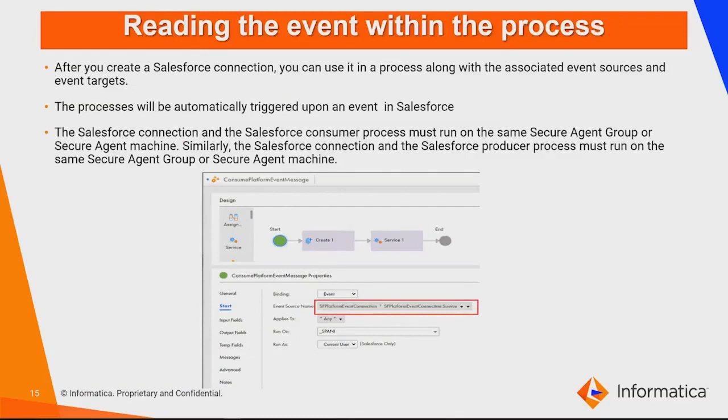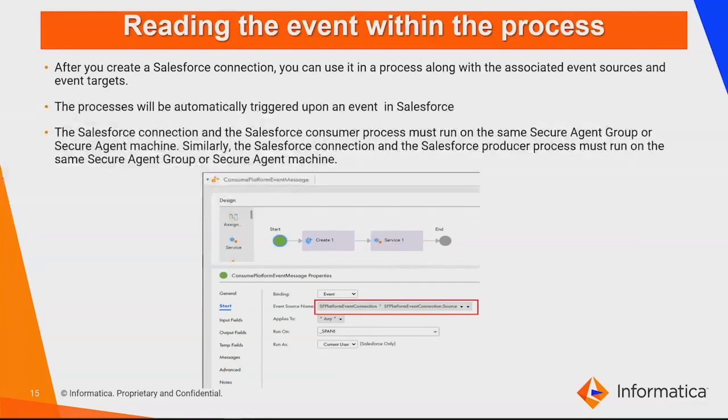Now that you have seen how to create a Salesforce platform event connection in cloud application integration, let us look at how one can read an event from Salesforce within Informatica process. After you create a Salesforce connection, you can use it in the process along with the associated event sources and event targets. Process will be automatically triggered upon an event in Salesforce. The Salesforce connection and Salesforce consumer process must be run on the same secure agent group or secure agent. Similarly, the Salesforce connection and the Salesforce producer process must run on the same secure agent or secure agent group.